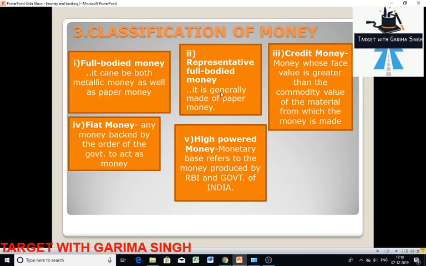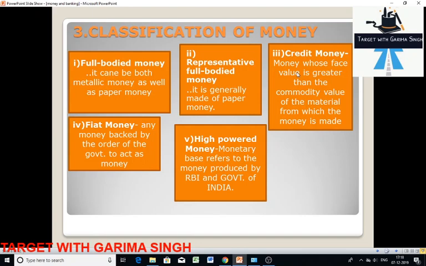The benefit of representative paper money is that it can be conveniently used in trade in which a large amount of money is required. Third is credit money. Credit money refers to money whose face value is greater than the commodity value of the material from which the money is made. For example, token coin, currency notes, checks.